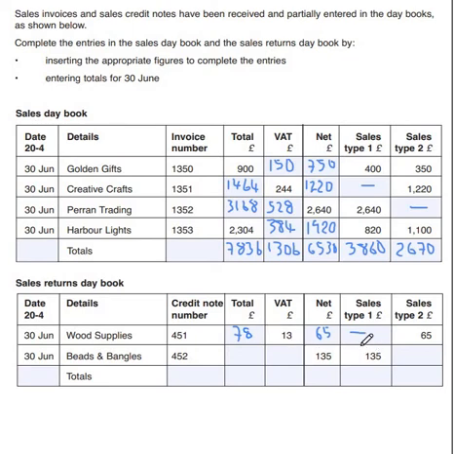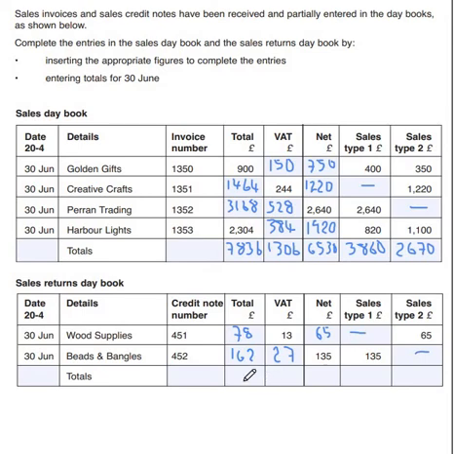Again, the net one, we've got sales type 1 is 135 and the total net is 135, so there cannot be anything in sales type 2. All we need to do now is work out the VAT on £135, which comes to £27. Add the two together, which gives us £162. And then the final thing we have to do again is just total our columns.